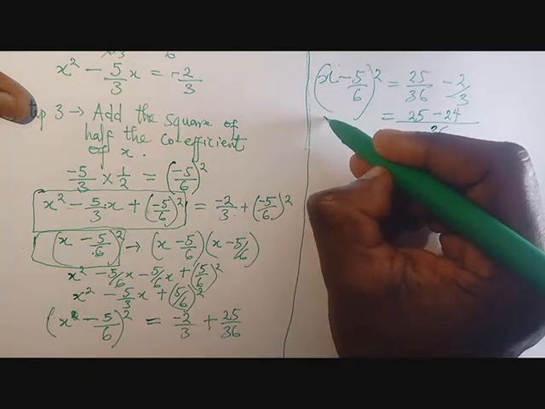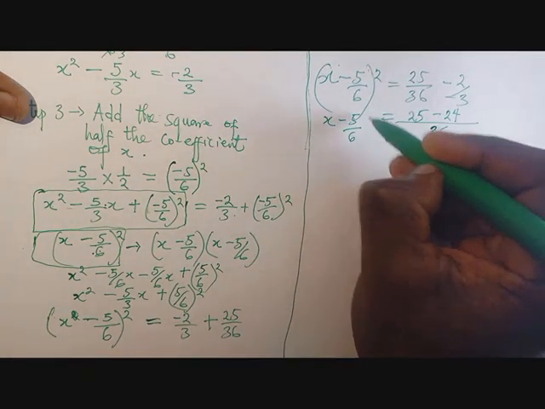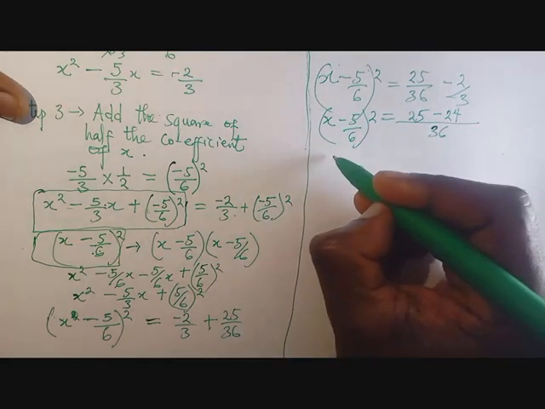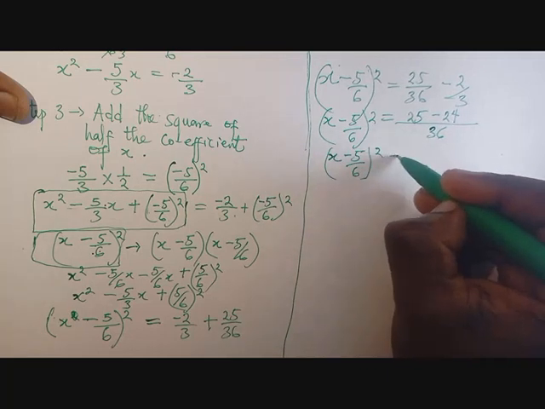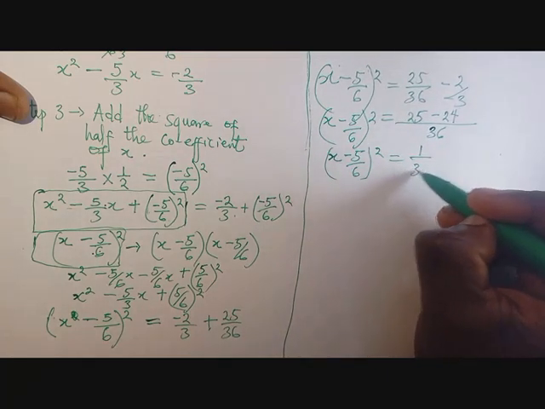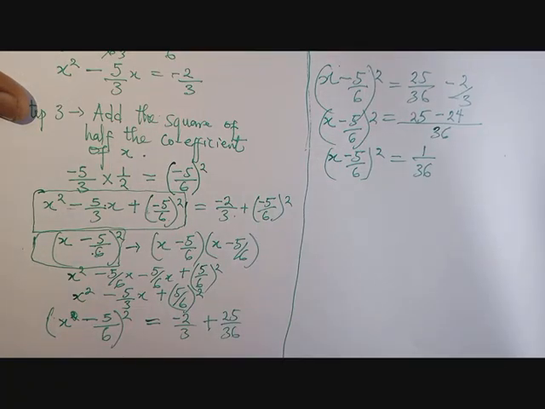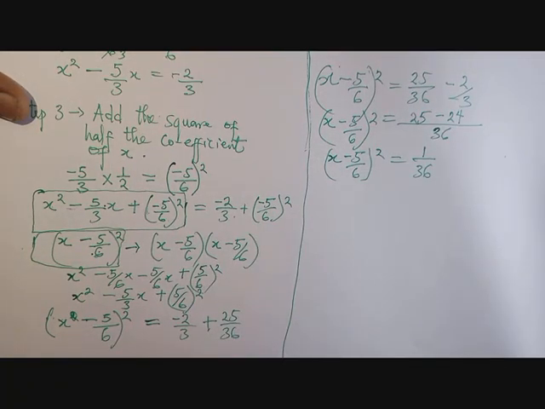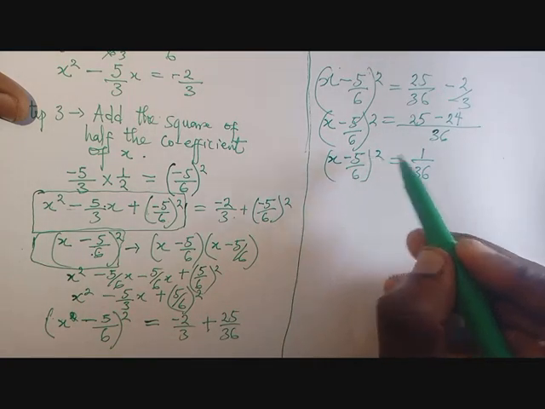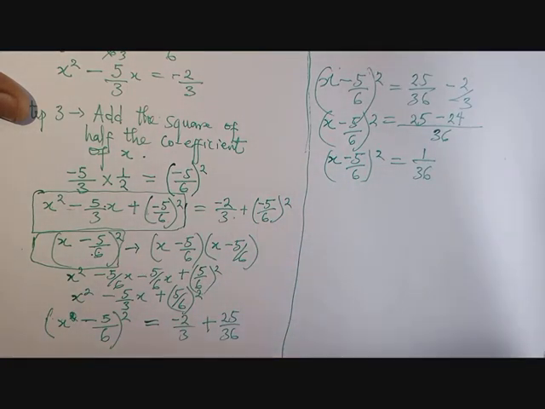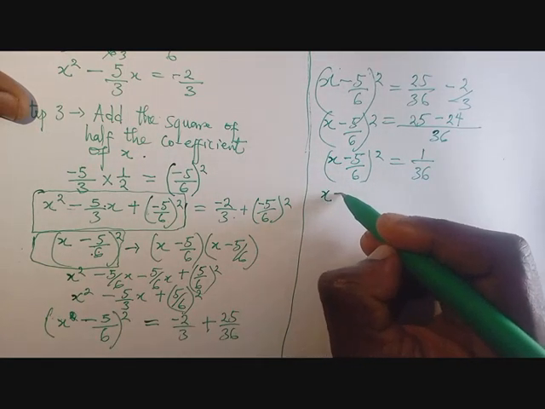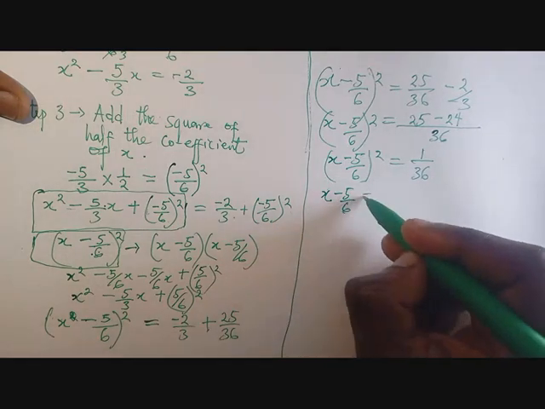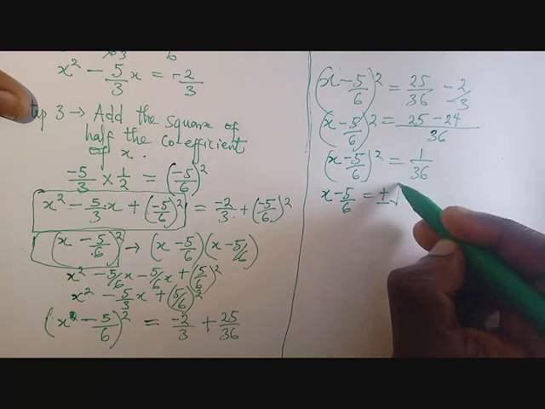So I have my equality sign. Then I've got x minus 5 over 6 squared. So this is going to break it down further. This, and this is 1 over 36. So the next step we'll take, step 4, is, because we need to take off this square, we'll simply take the square root of both sides. So in taking the square root of both sides, of course, this square disappears. So I'm going to be left with x minus 5 over 6 equal to plus or minus 1 over 36.